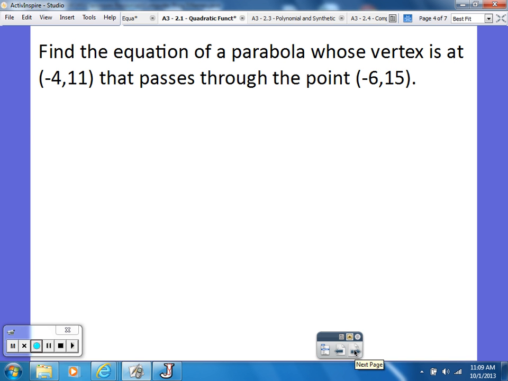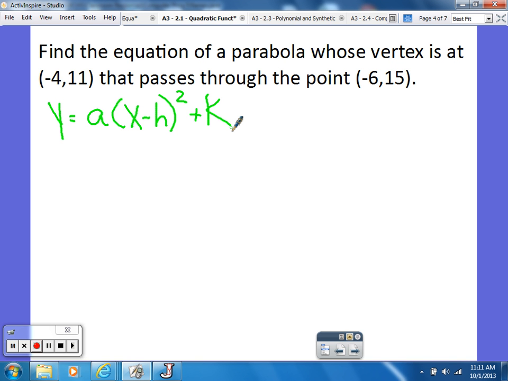All right, so here's our next one. We're going to write the equation of a parabola whose vertex is at negative 4, 11, and passes through the point negative 6, 15. So in order to do this problem, you actually need to remember that basic form of an equation for a parabola, which has a square in it. And the form is y equals a(x minus h) squared plus k.